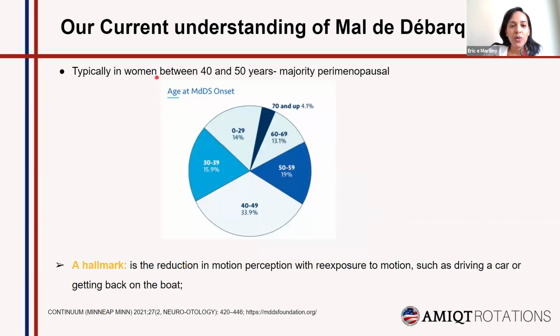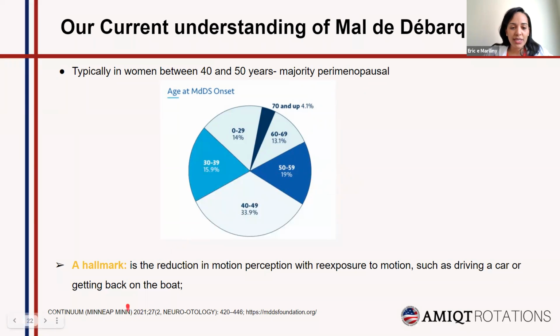It typically happens in women between 40 to 50 years, and the majority of them are perimenopausal. So this patient is very rare, because he's a man, and he's also between 50 to 59 years old.